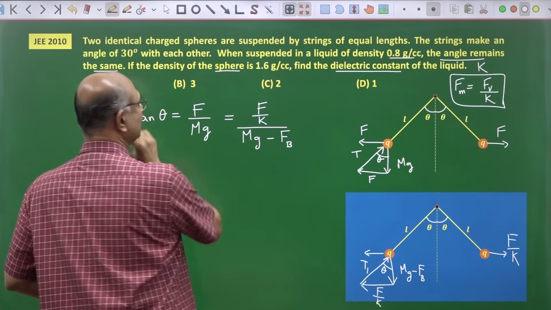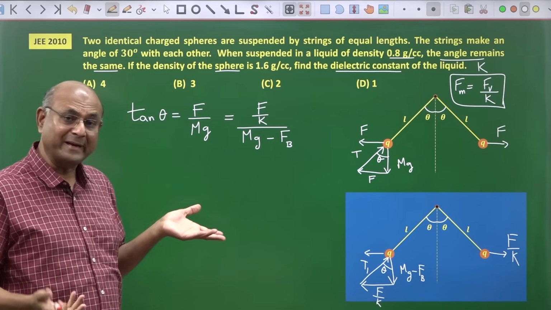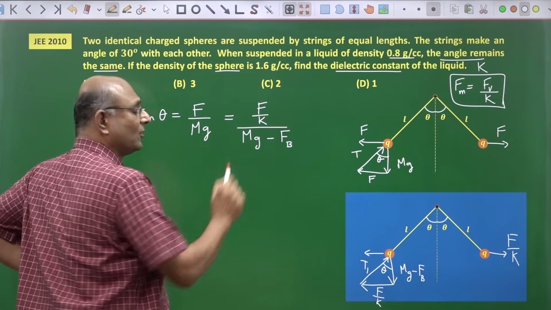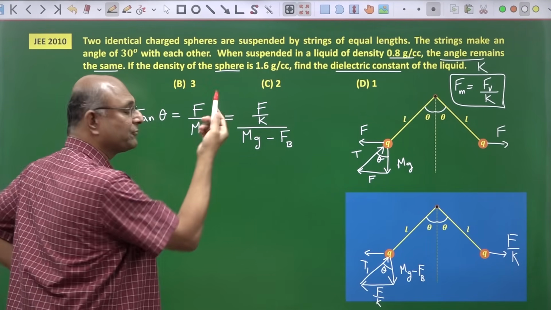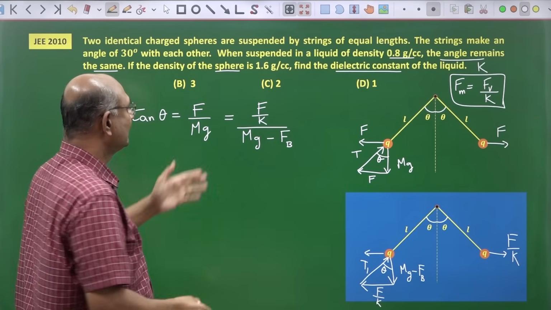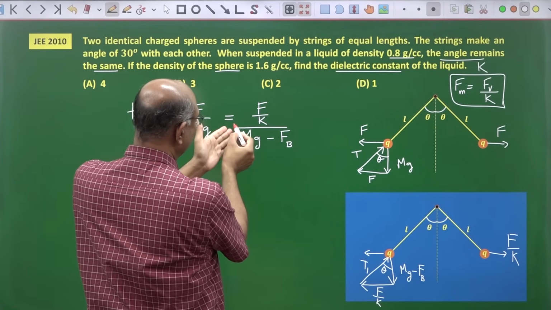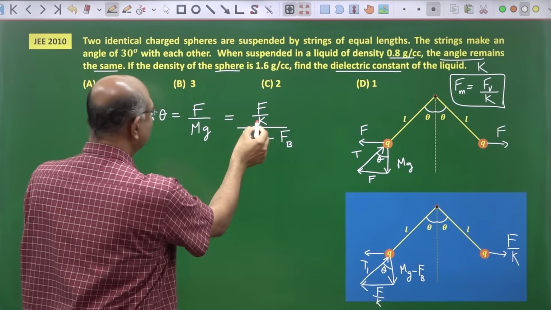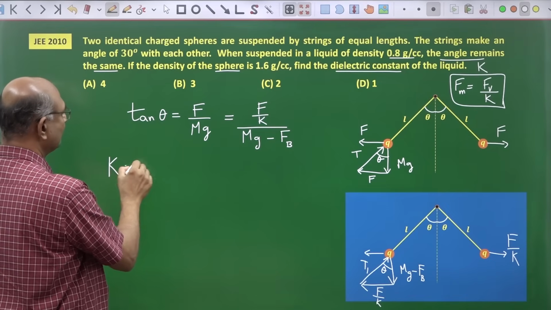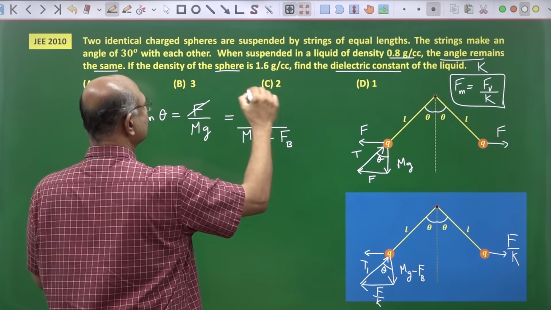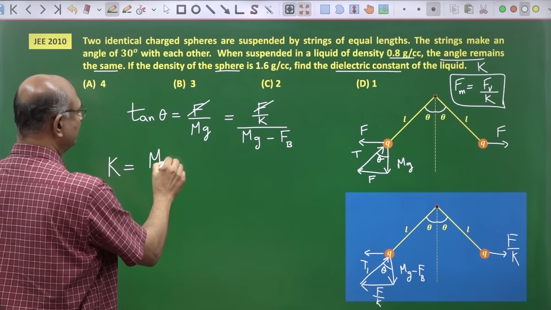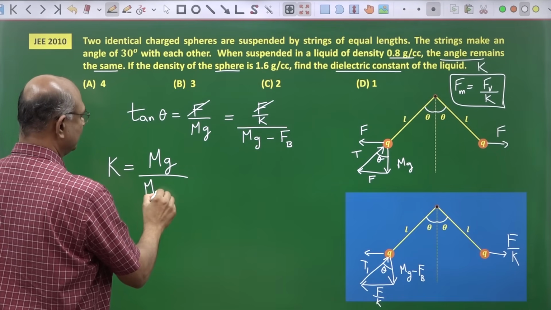Same tan theta. What is tan theta? Tan 15 degrees. I don't even need to know what it is. This is it. Now this is the equation. Once you write it like this, you can cancel the F. Right? So let me bring it down a bit. You can take the K there. So if I cross multiply, I can write K. F and F cancel. So bring the K there. Bring the mg there. It is mg by mg minus Fb.